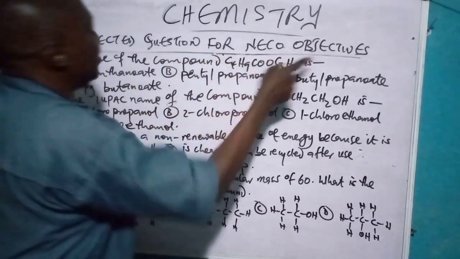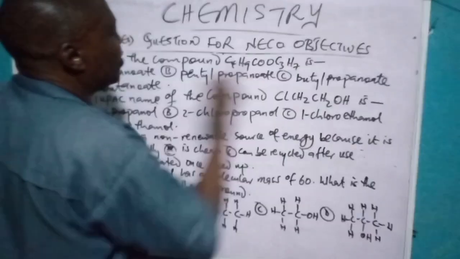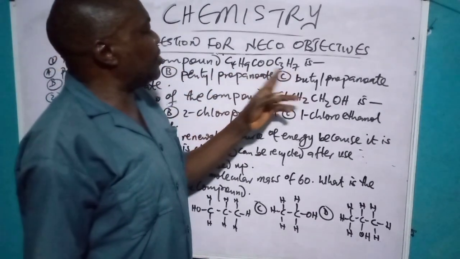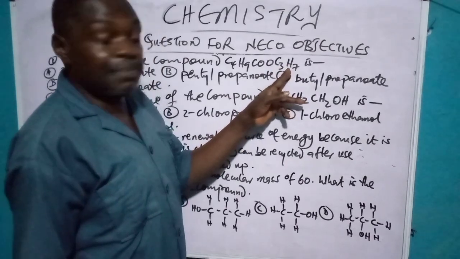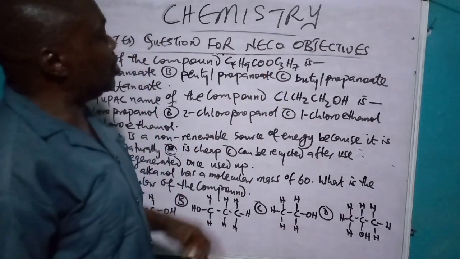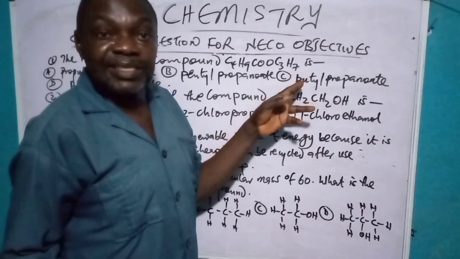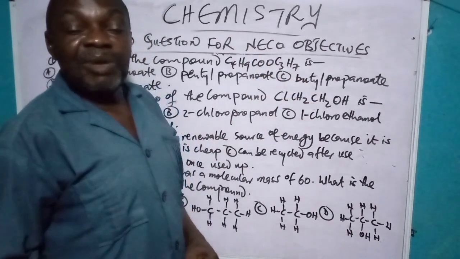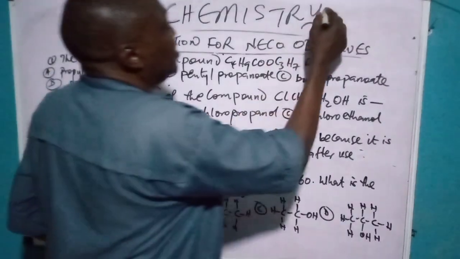Selected question for NECO objectives. The name of the compound, this is what? So you can look at it. By looking at it, you can see a compound at the back, something obtained from a compound at the back, another thing from a compound at the front. So what you need to do is try and break it down. Somebody that's an expert in it can easily tell you the answer, because you just look at it, you know that this is an ester. But for those that are still learning it, you have to try and understand it. So let's see if we can use this column for it.